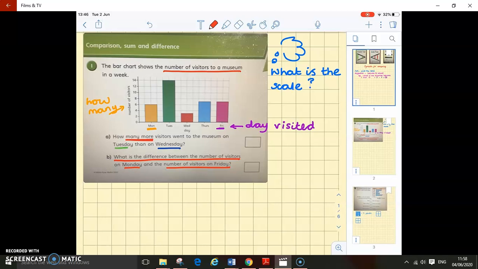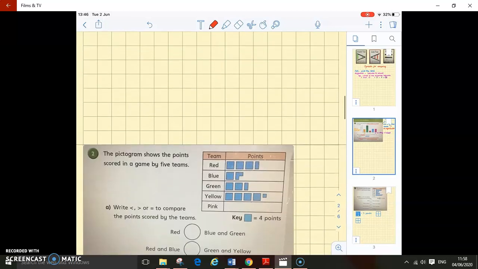So have a little think about those two. It's important that you look at the scale really carefully. I'm going to give you a top tip now. Look, that scale, it's important. Make sure you understand that really. It's going to help you.